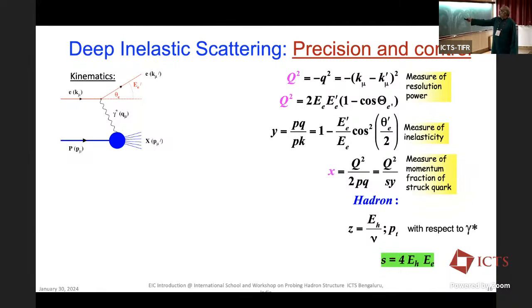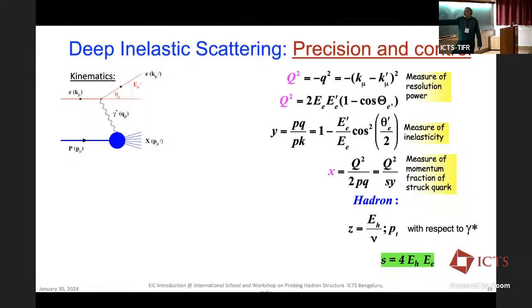Then you go to the value of x Bjorken in the infinite momentum frame, where it says the fraction of the momentum carried by that quark of the total proton momentum. And you take the ratio Q squared by 2p·q, that comes out to be Q squared by sy, where y is that, Q squared is that, and s is 4 times the total energy of the hadron times the electron. That is also very well known, right?